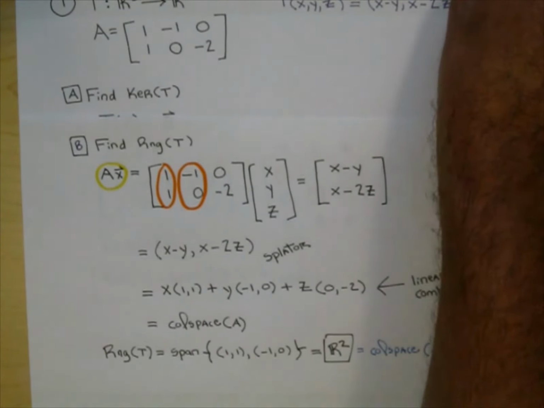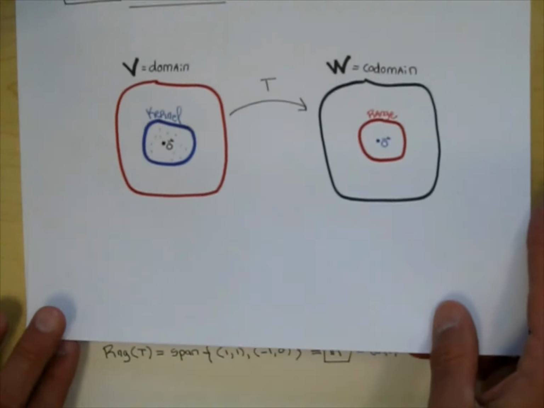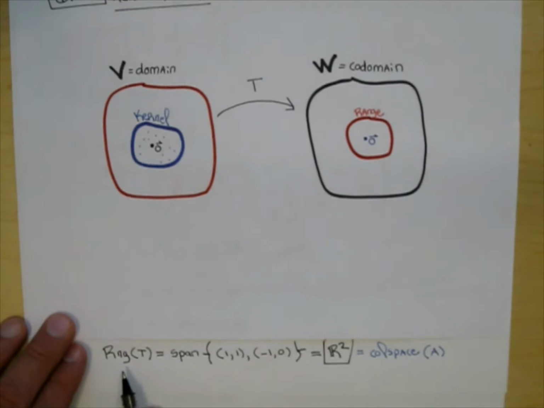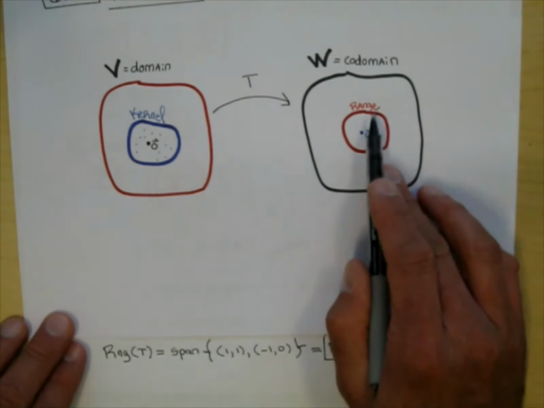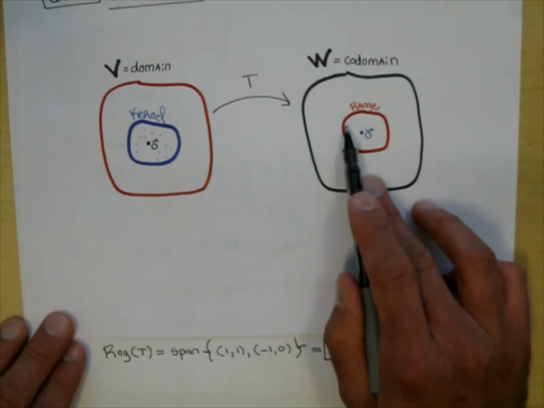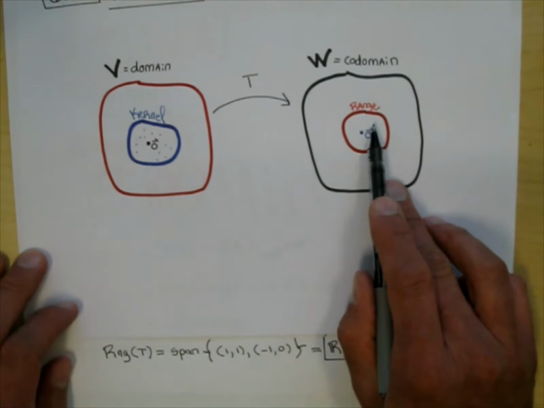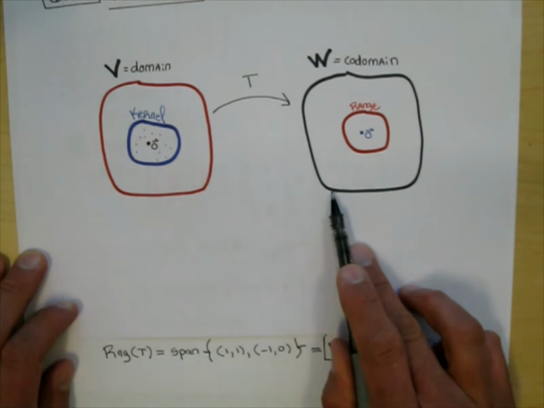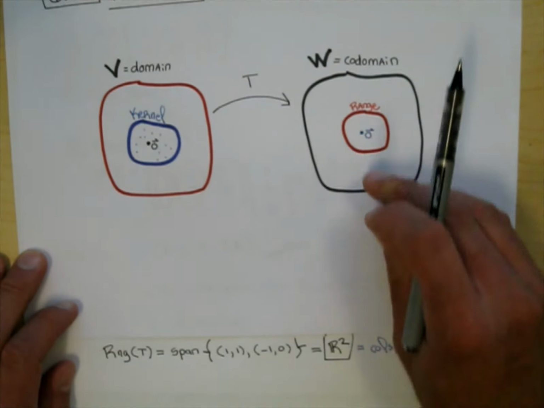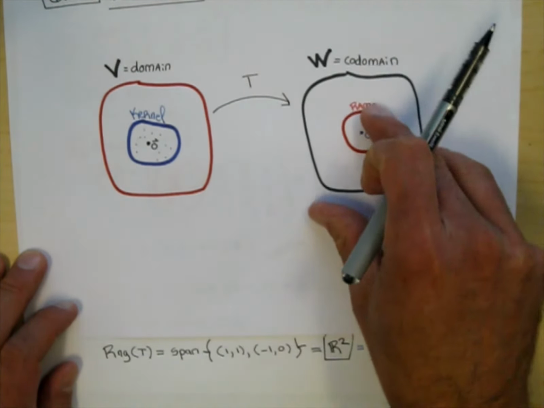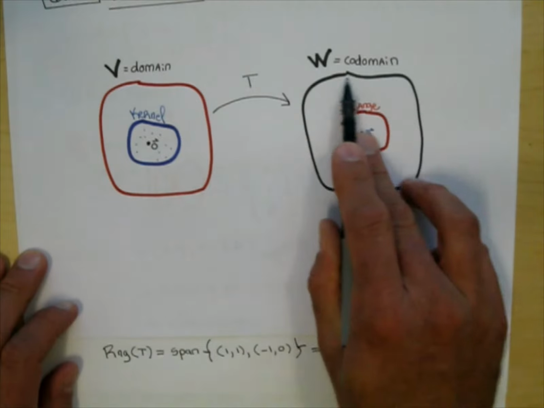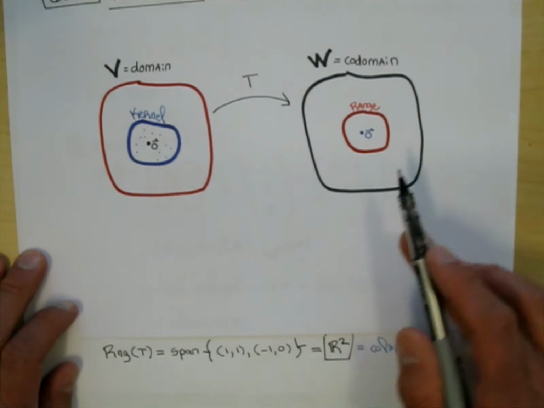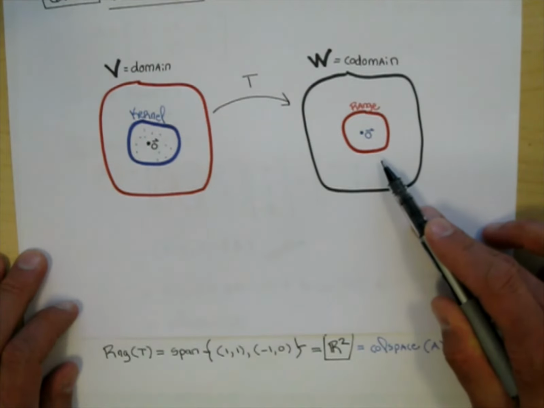Some other curious things happened in this picture. The range actually equals, in the example we just did, R2, which was the codomain. So this picture is a general picture, but how should it look for our example? This whole codomain should be red. Sometimes the range engulfs the whole codomain, which just means everything that gets mapped over here hits everything in the codomain. But lots of times the range is just inside the codomain.